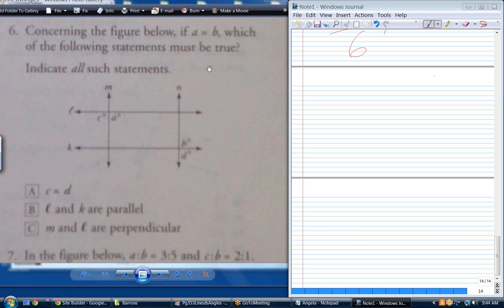Okay. All right. Concerning this, if angle A is equal to angle B, which of the following statements must be true?